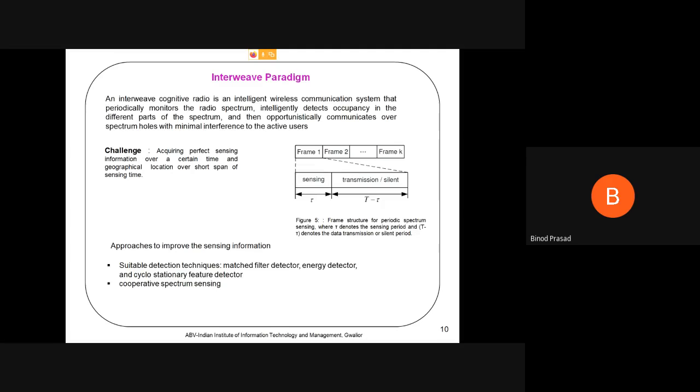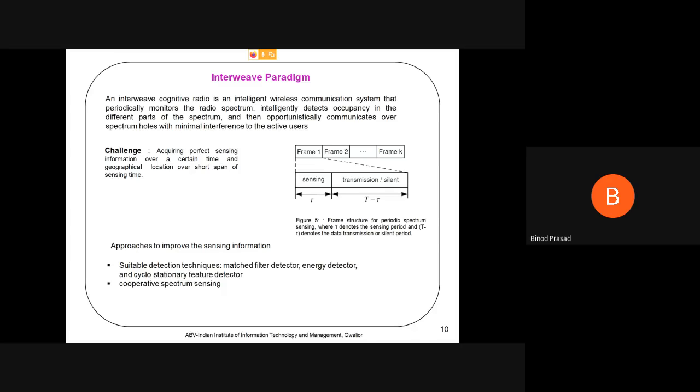So the energy detector has that kind of limitation. It depends mostly on the threshold, that is, the noise floor. If the noise floor is known to the CR user, then based on that it can measure the energy and compare the output with the threshold to decide whether some user is there or not. If it is more than the noise floor, it will decide that some user is there.